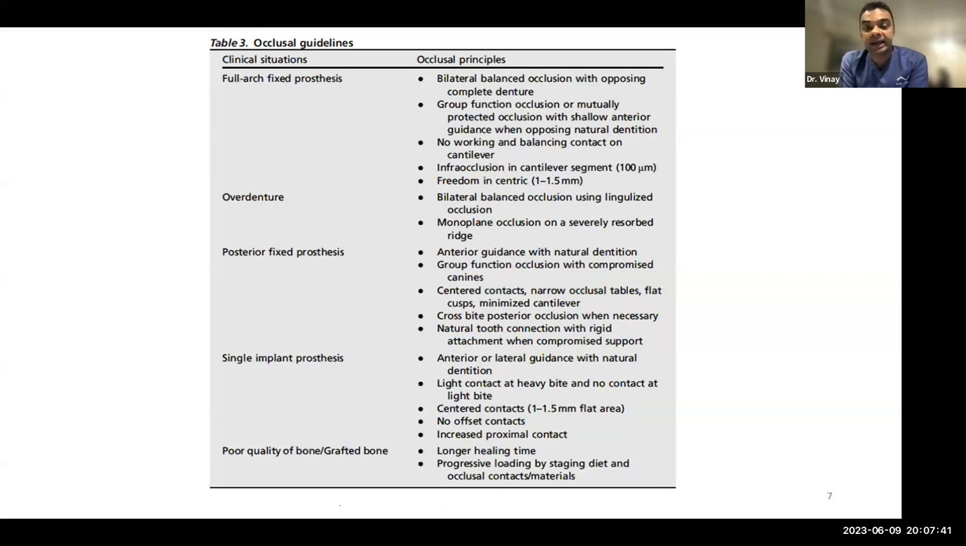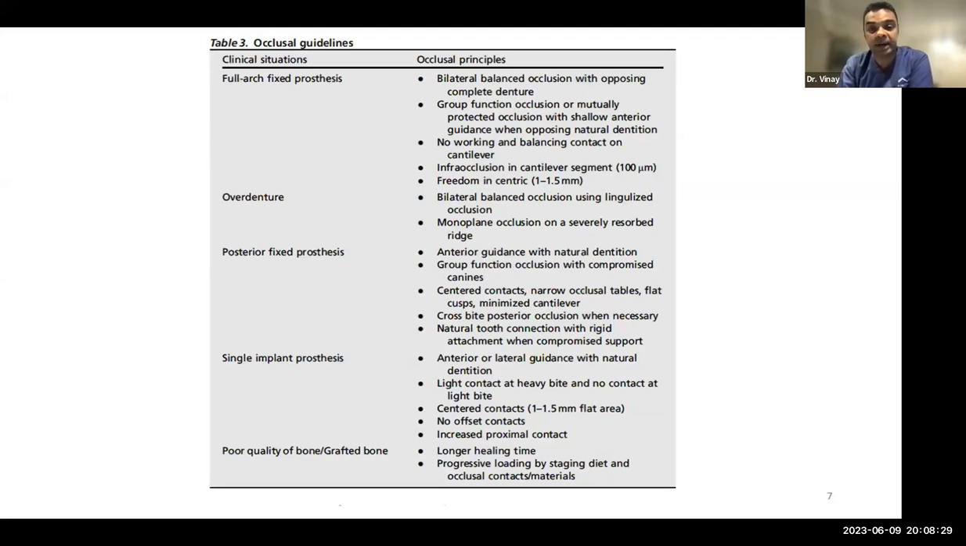And when you look at occlusal guidelines, we can't put everything in one basket. Rather, we try to break it down into different clinical situations. So if you have a full arch fixed prosthesis, the occlusal principle should be bilateral balanced occlusion with an opposing complete denture. If the patient has opposing natural dentition, then we try group function occlusion or naturally protected occlusion with shallow anterior guidance. We try not to provide any working and balancing contacts on the cantilever if there are any cantilevers. Slight infra-occlusion in the cantilever segment, freedom in centric so that the patient can move around and bite.